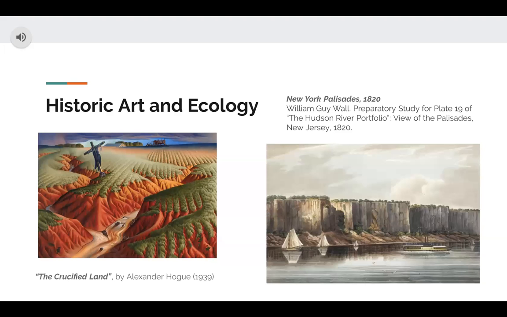Here we have some historical art that explores our big ideas related to ecology. First, we have The Crucified Land by Alexander Hogue, made in 1939. It explores the effects of climate change on American land over time. Look carefully at this image. What do you see? How might this artwork relate to ecology and our big ideas?